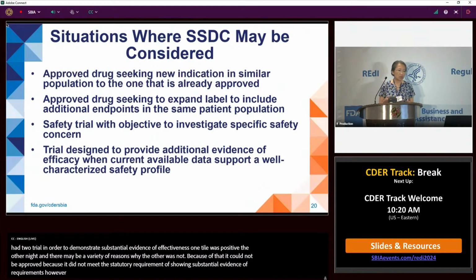And that's an important consideration, because it just means that important second trial that they have to do, a third trial they have to do, they can focus on actually showing efficacy. They've already convinced us, at least of the safety profile.